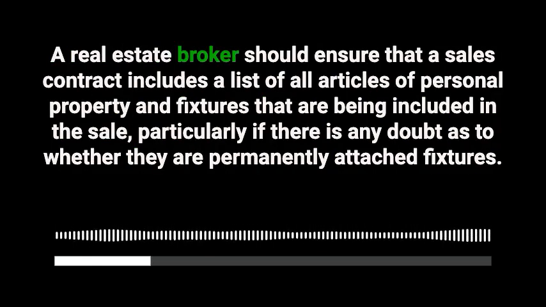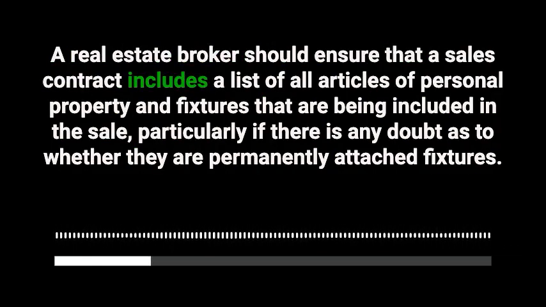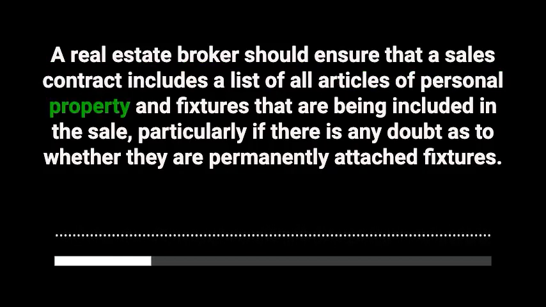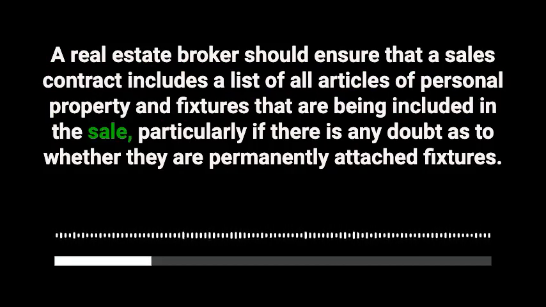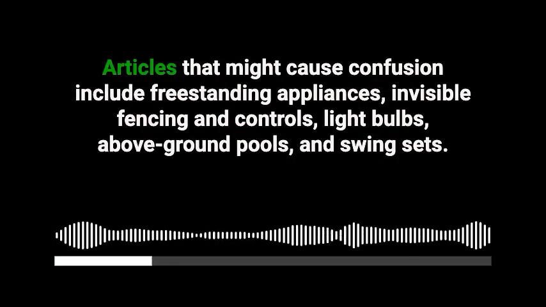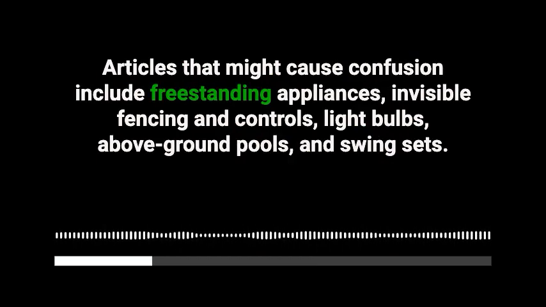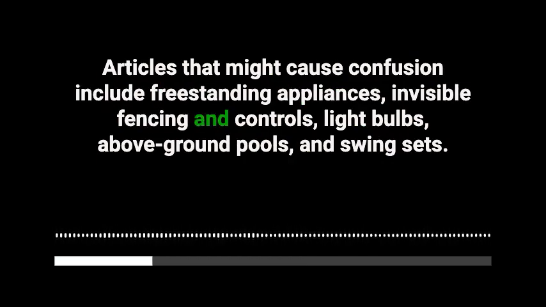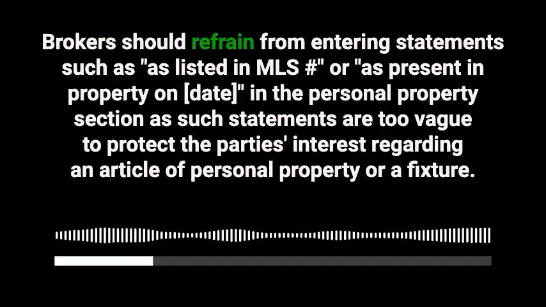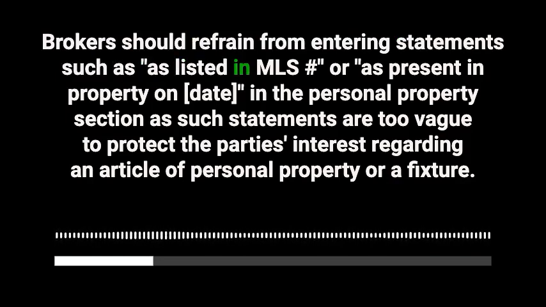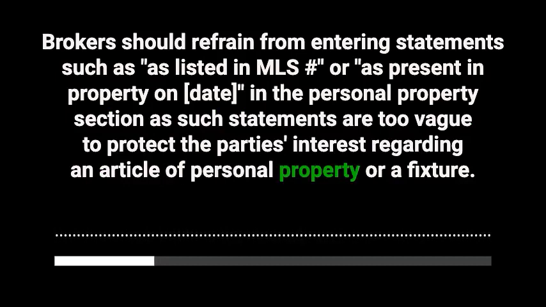A real estate broker should ensure that a sales contract includes a list of all articles of personal property and fixtures that are being included in the sale, particularly if there is any doubt as to whether they are permanently attached fixtures. Articles that might cause confusion include freestanding appliances, invisible fencing and controls, light bulbs, above-ground pools, and swing sets. Brokers should refrain from entering statements such as "as listed in MLS" or "as present in property on [date]" in the personal property section, as such statements are too vague to protect the parties' interest regarding an article of personal property or a fixture.